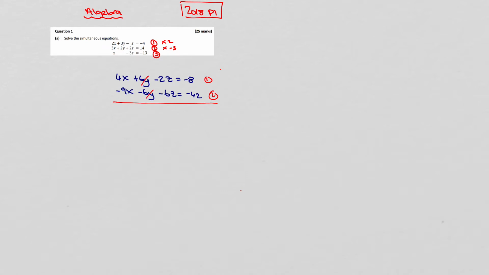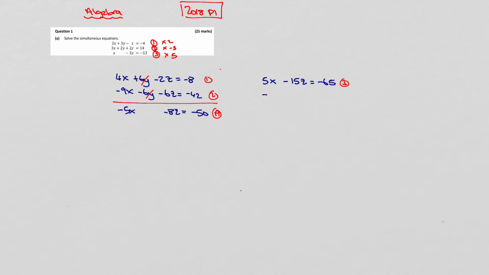So we have 4x minus 9x is minus 5x, minus 2z minus 6z is minus 8z, and minus 8 minus 42 is minus 50. So we're going to call that new equation A. And then we're going to take equation 3 and equation A, and we're going to eliminate another variable. So I'm going to multiply equation 3 by 5, and then I'm going to eliminate the x's. So that'll be 5 by x is 5x, 5 by minus 3z is minus 15z, and 5 by minus 13 is minus 65.